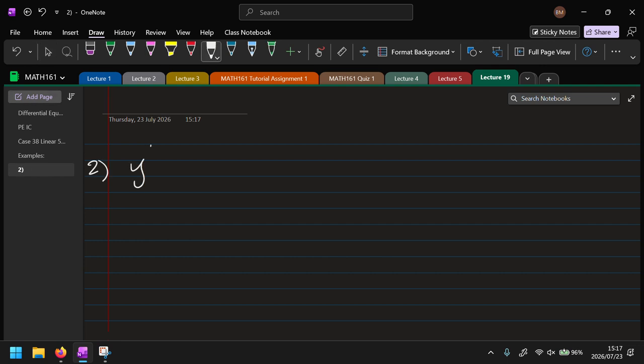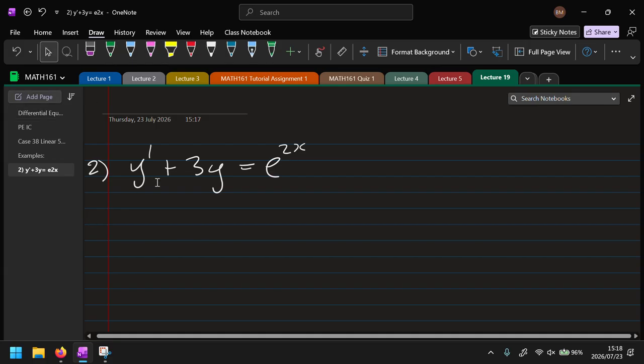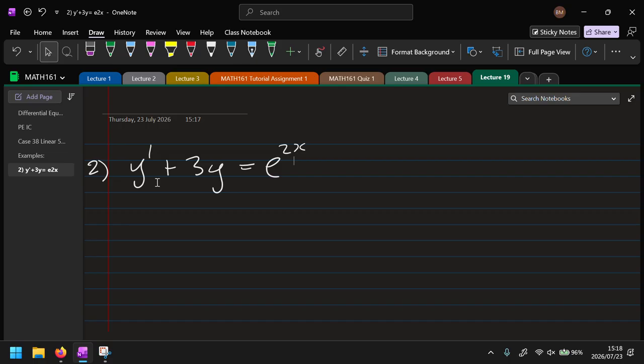Okay, here we have y prime plus 3y equals e to the 2x. Okay, again, we go through the list. Is it separable? Is it homogeneous? Okay, so no, it is linear, so we can do that. Is it in standard form? Yes. Y prime plus p times y equals q, so everything's fine. So this over here is our p, this over here is our q.